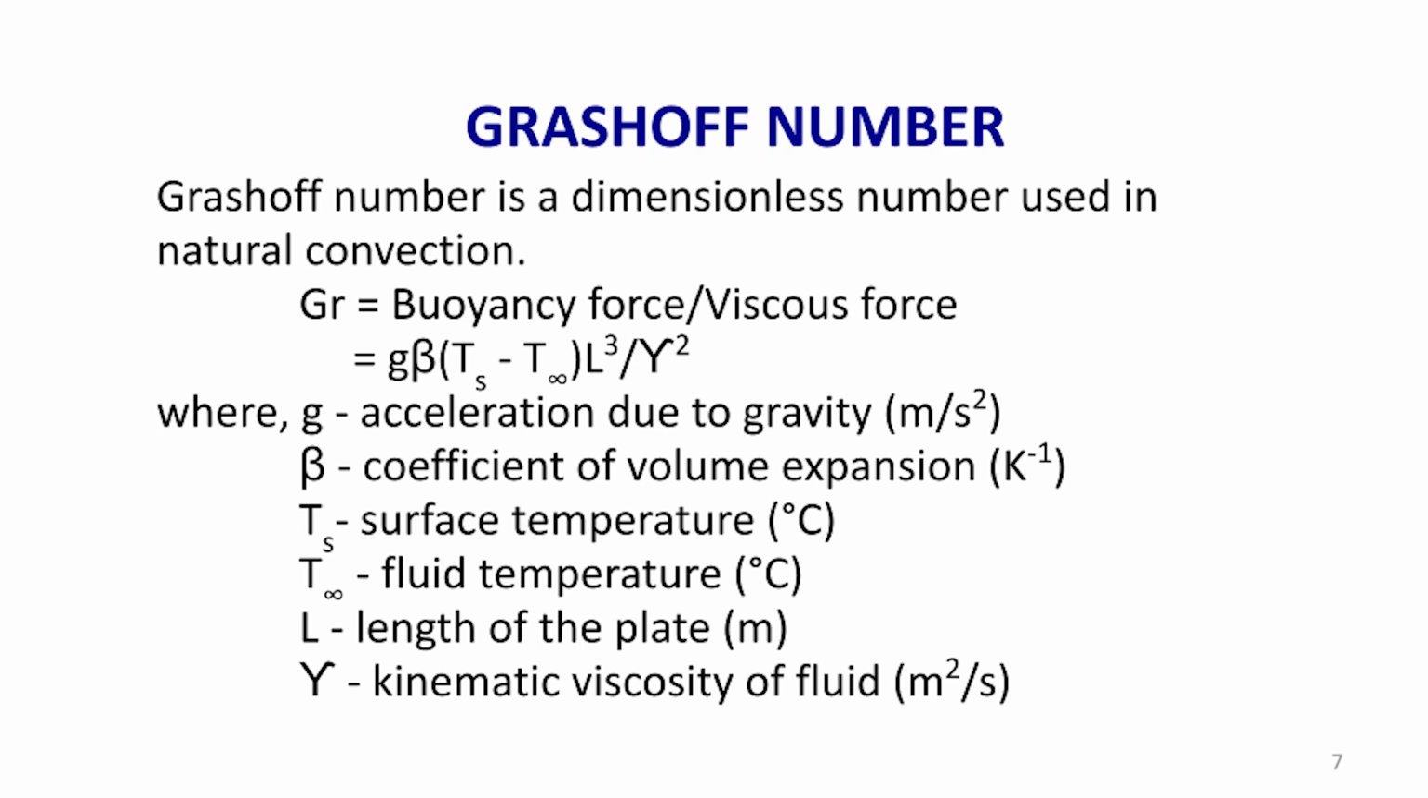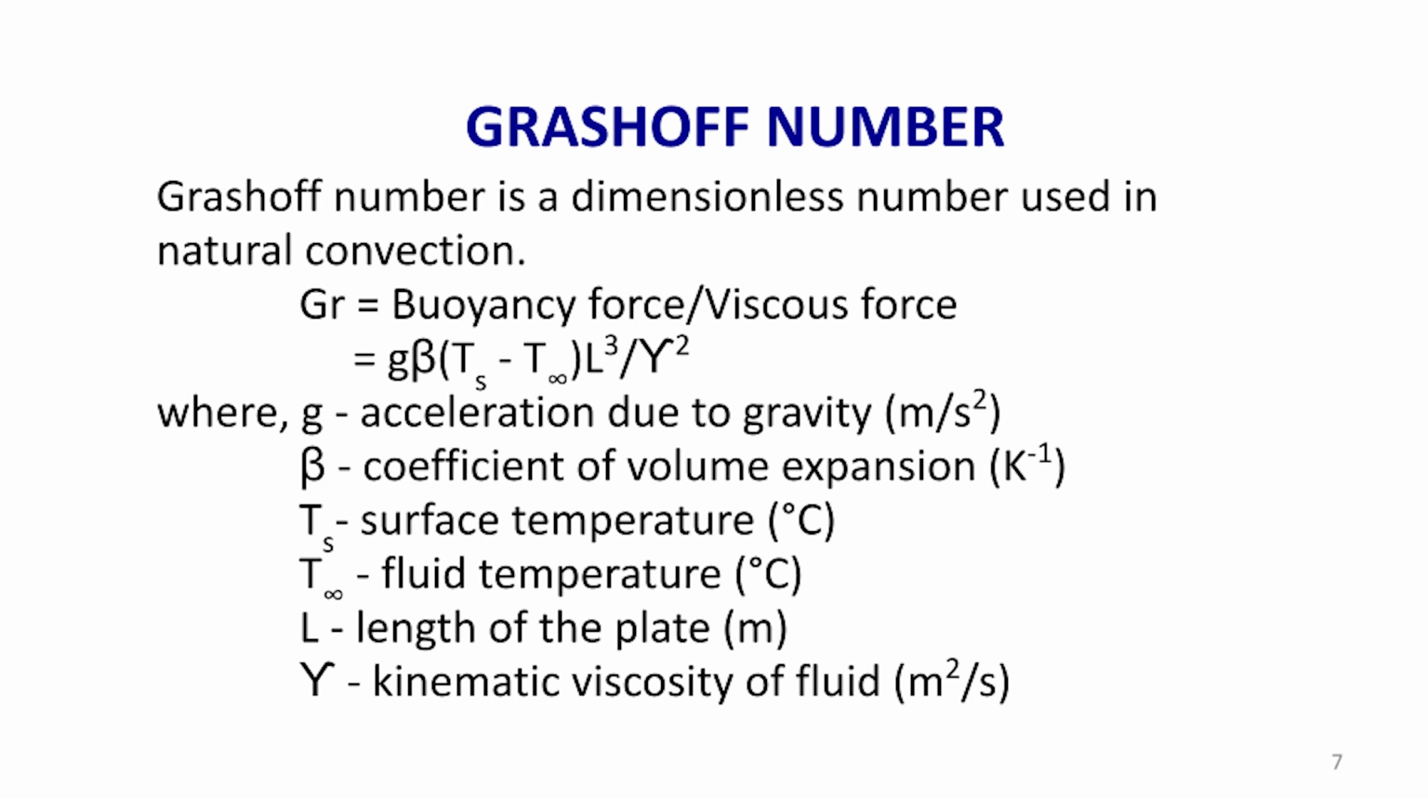So, when we are finding the beta value, we should not substitute the temperature in degree centigrade, it should be in Kelvin, K power minus 1. Surface temperature, fluid temperature, length of the plate. Suppose instead of a linear configuration, if you have a cylinder or a sphere, if you have a radial component, then L should be replaced by diameter, L equal to D. So, that is what I have given here.